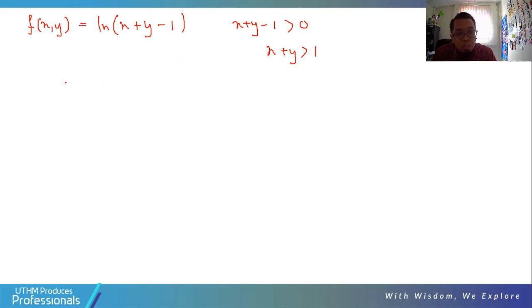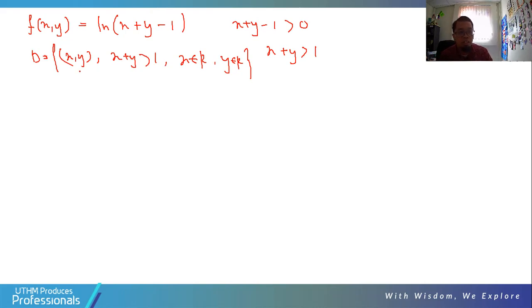So when you look here, the domain is (x, y) where x + y is larger than 1, and x and y are real numbers. Okay, so how can we sketch this domain? We look at the domain. The domain is x + y larger than 1. So kita simplify dalam common typical function, so we can get y larger than 1 minus x.